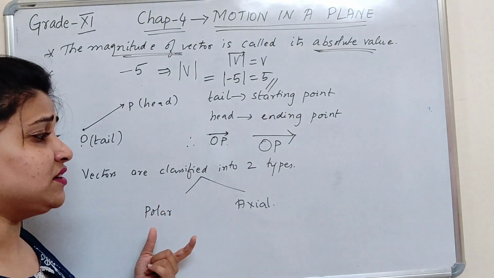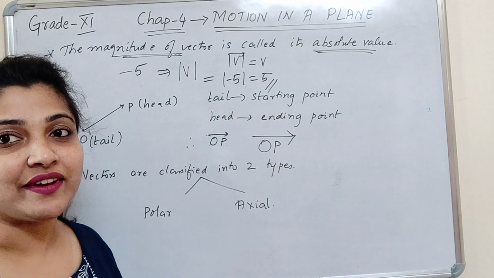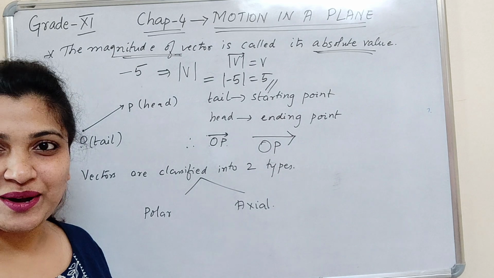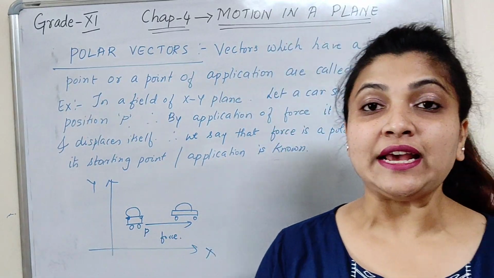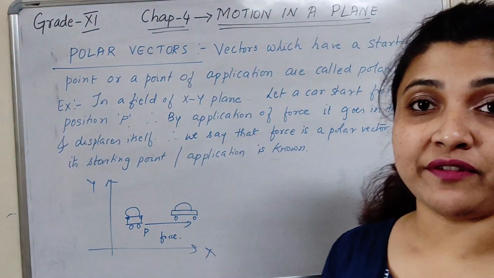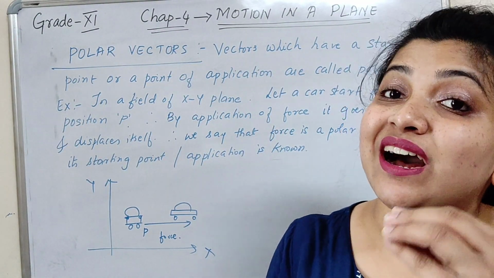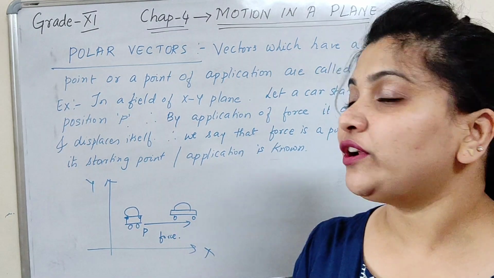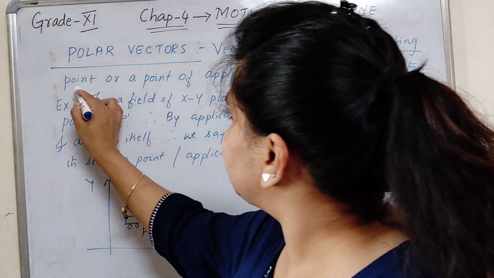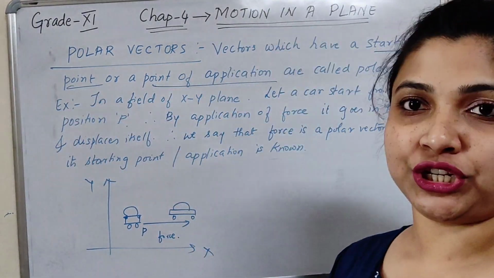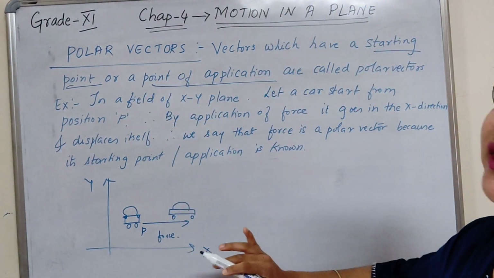Now, vectors are classified into two types. There are polar vectors and axial vectors. Let us check what they are. Now I'll tell you what polar vectors are. Polar vectors are the vectors whose starting points are known. Vectors which have a starting point or a point of application, that means I'm starting from here, such vectors are called polar vectors.